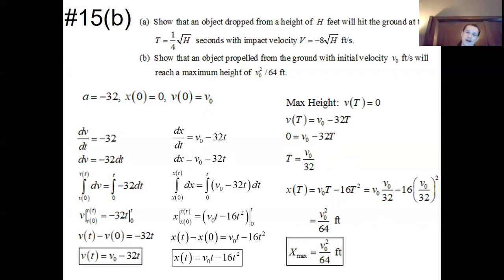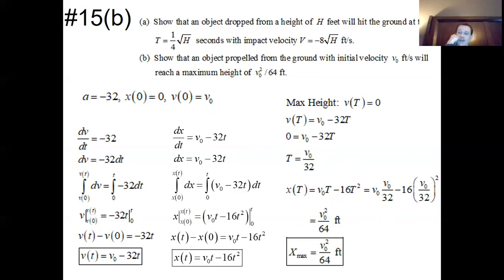So, show that an object propelled from the ground with an initial velocity of v0 reaches a maximum height of v0 squared over 64. They're talking about maximum height. The one thing you should know about when something reaches the maximum height is that at the very top, its velocity is 0. So it's tempting to play with a height equation or a position equation because you're talking about that, but no, you want to go to velocity instead.